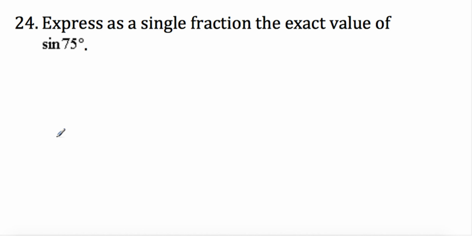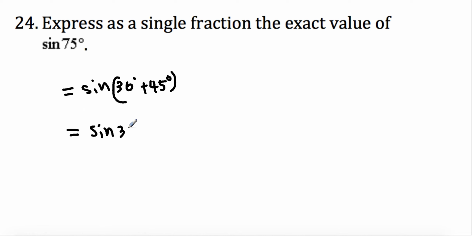Number 24, express as a single fraction the exact value. So they want you to get the exact value. That means sine of 75. How can you get sine of 75? That's right, sine of 75 can be expressed as sine of 30 degrees plus 45 degrees. Now, that means we can rewrite this one as sine of 30 and then cosine of 45 plus cosine of 30 and then sine of 45 degrees.